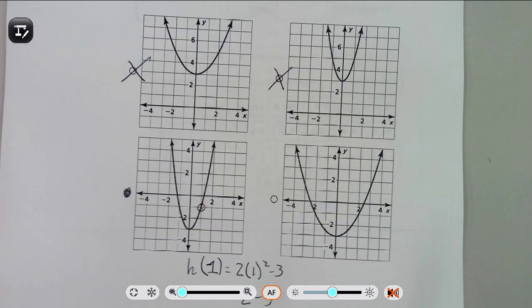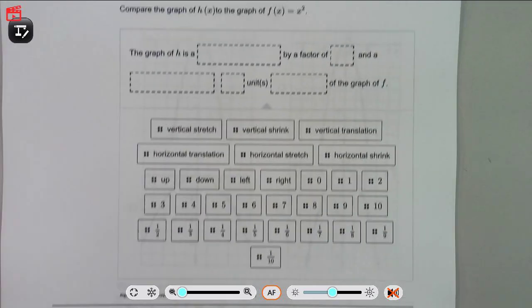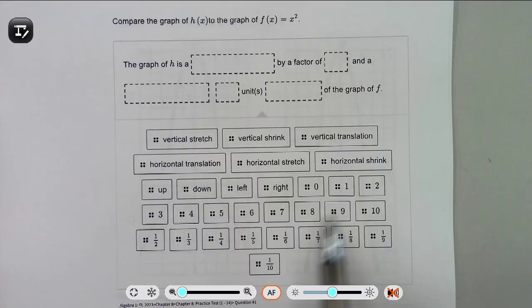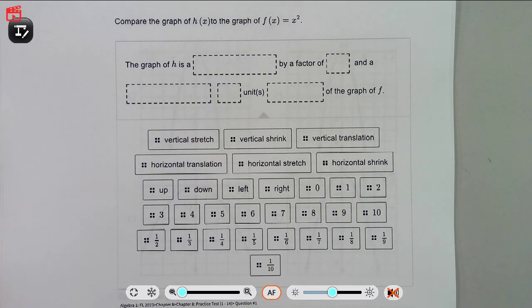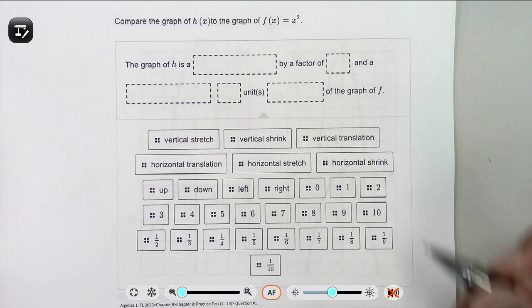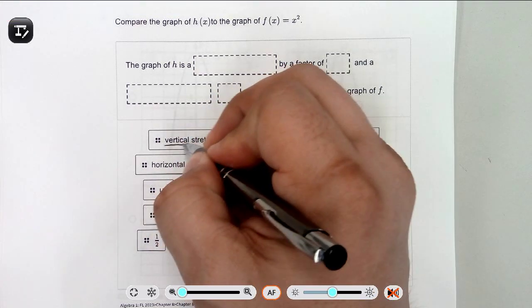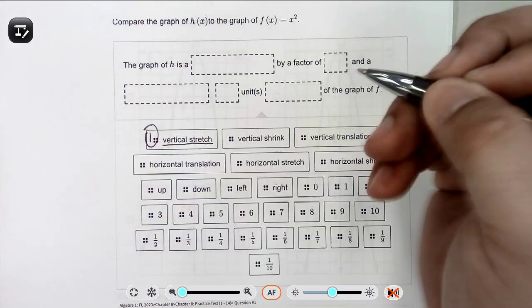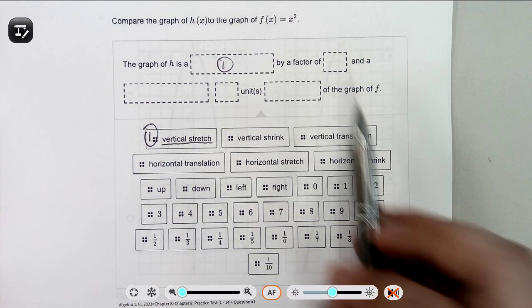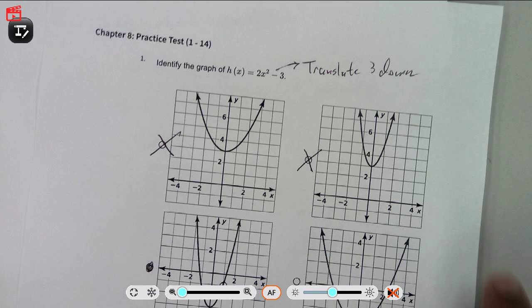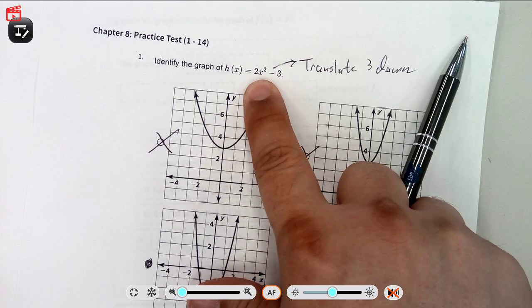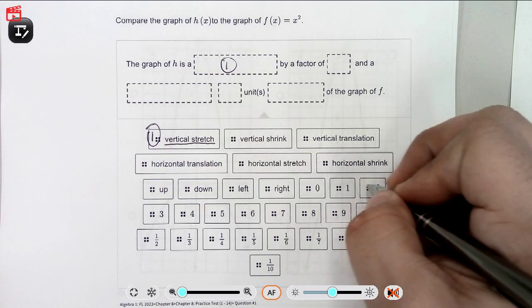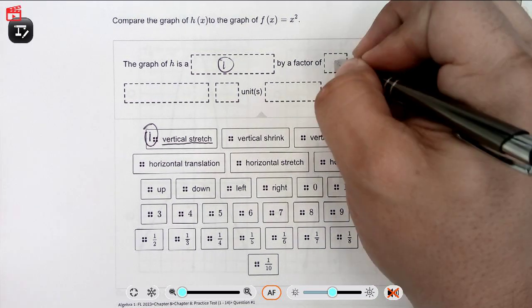And then there are some follow-up questions to this. So the graph of h is, and we have all of our answer choices here. We've already said it, that is a vertical stretch. So that's box 1. By a factor of, which is just asking what it is being stretched by. That's just the a value, so that's by a factor of 2. So box 2 is 2.